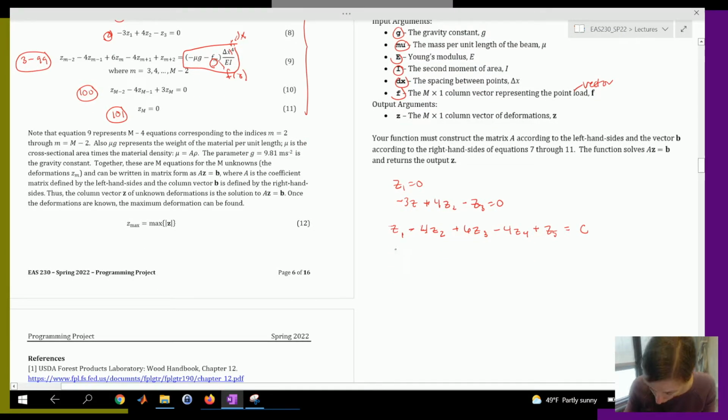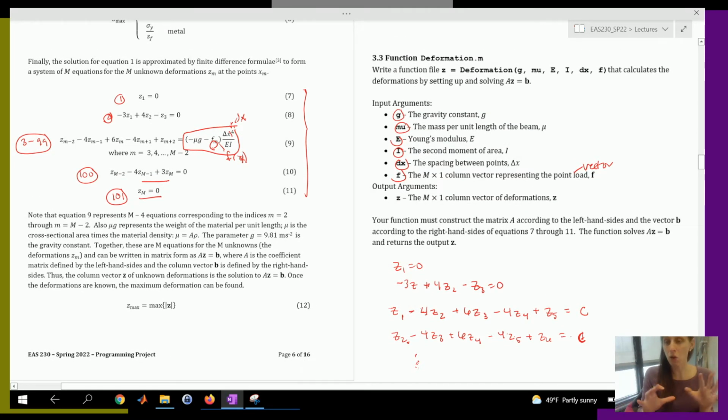And then your fourth equation is going to be z2 minus 4z3 plus 6z4 minus 4z5 plus z6 equals that constant involving f of 4. And then etc. all the way down to z99, all the way down to m equals 99, to your last 2 equations, which are listed here.